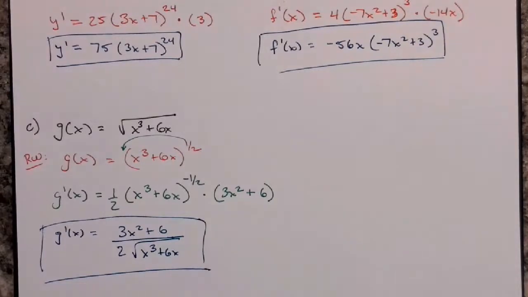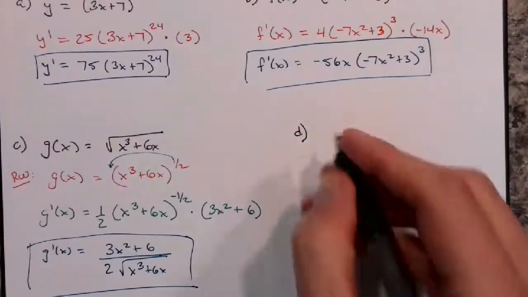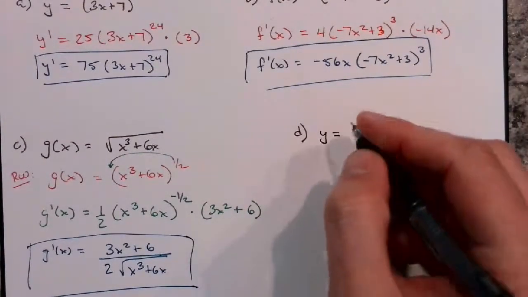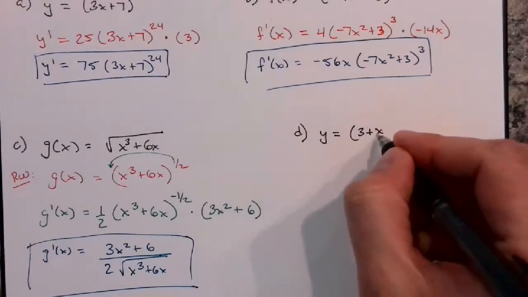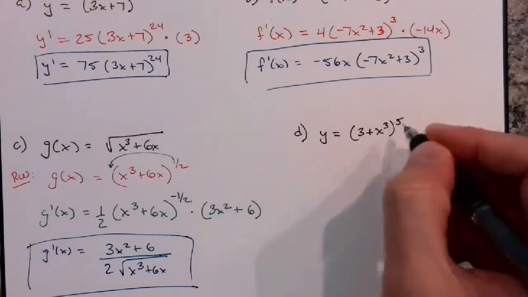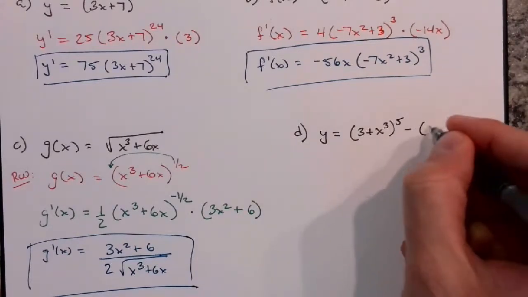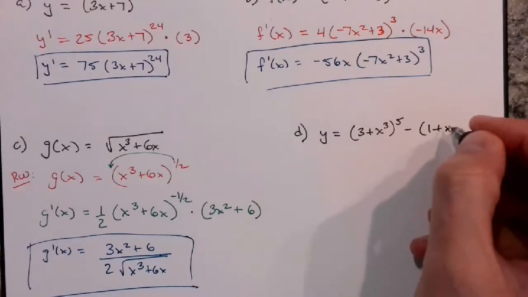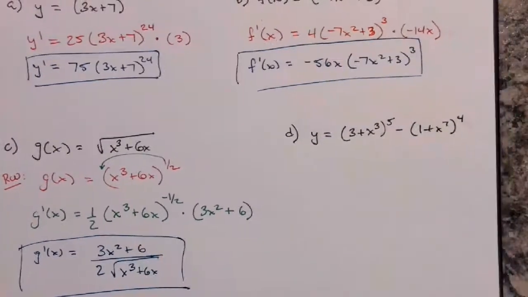How about this one? I just want to show you a little bit of everything you might see. If I had something like y equals 3 plus x to the third, to the 5th power, minus 1 plus x to the 7th, that quantity to the 4th power.